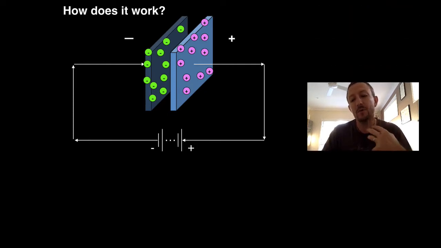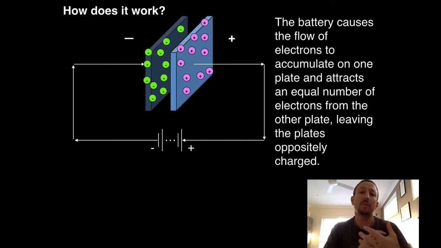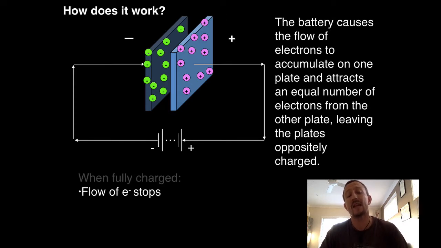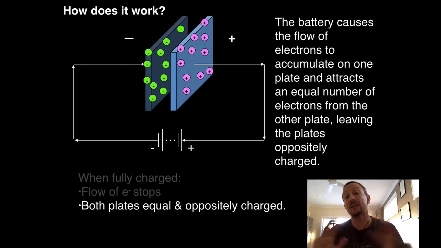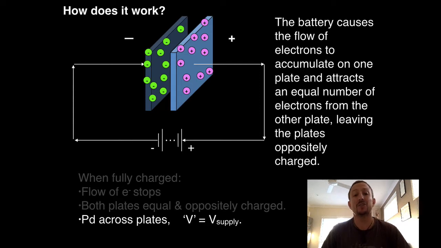So the principle behind how a capacitor works: the battery pushes electrons onto the one plate, and the other becomes deficient, becomes positively charged. When fully charged, the flow of electrons will stop when the push from the battery equals the repulsion from the negative plate. Both plates will be equally charged, because the electrons have been removed from one plate and placed on the other. So I've got a deficiency on this side and an excess on this side. And the PD across the plates should eventually equal the voltage of our supply.